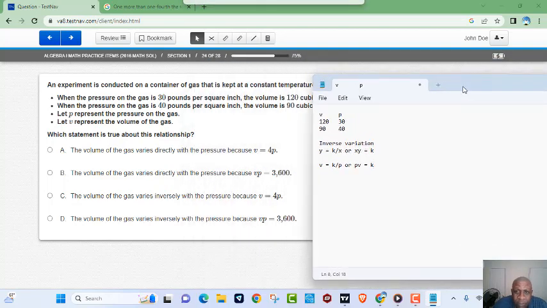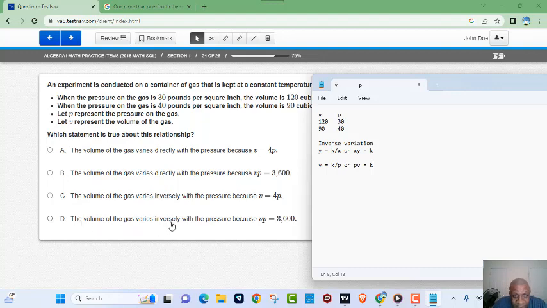All right, so what do we have here? The volume of gas varies direct. Well, nope, it's not direct variation. So we can already rule out A and B because they're both saying direct variation. We already know it's inverse variation. So now let's see which one, C or D, is correct. The volume of gas varies inversely with the pressure because the volume is 4 times the pressure. Well, the volume is 4 times the pressure here, but the volume is not 4 times the pressure here. So it's not going to be C. So it has to be D, but let's just verify that.